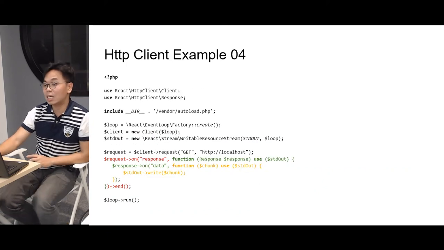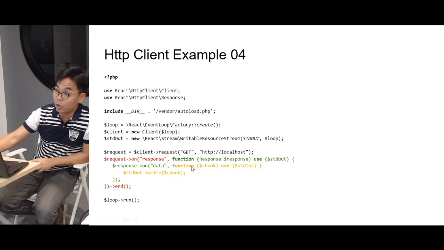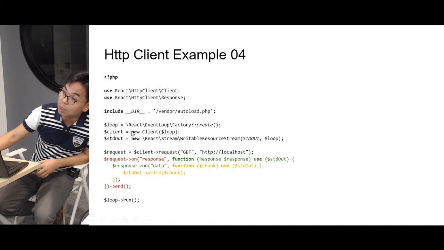So for the fourth example, you can actually get all this code from the ReactPHP GitHub repository. I took the code from there and adapted it a little bit. So instead of HTTP server code, this is HTTP client code, right? Very similar, I have the loop. Hey, where's the loop? Wait.